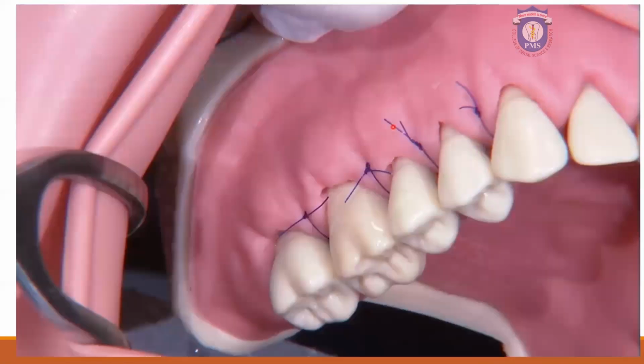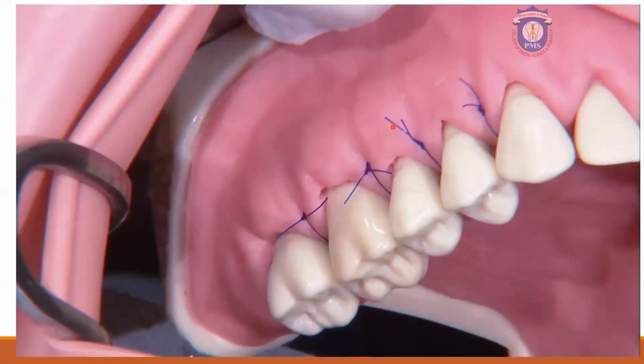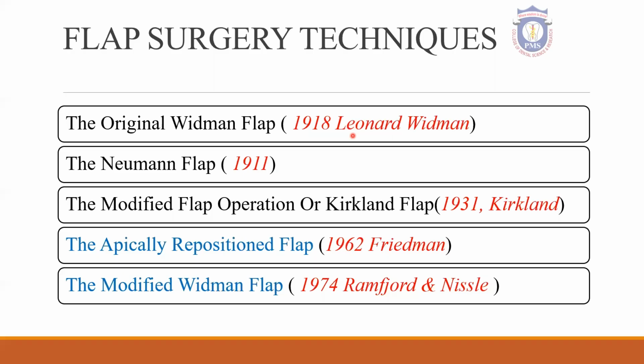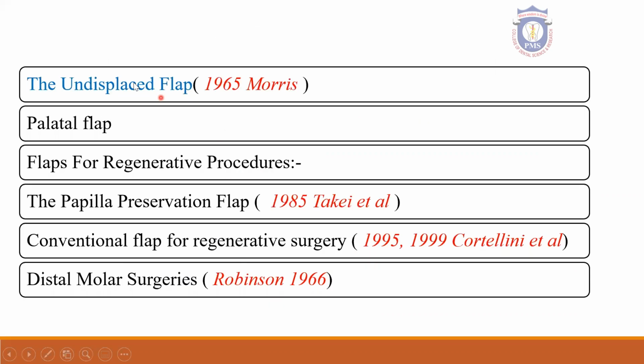And as I said before, you can either go for a periodontal pack or you can avoid a pack. It's optional. Then there are different flap surgical techniques depending on your objective. The most commonly discussed ones are the modified Widman flap, apically repositioned flap, as well as undisplaced flap. And as I said before, if you are going for a regenerative procedure, you can go for a papilla preservation flap.